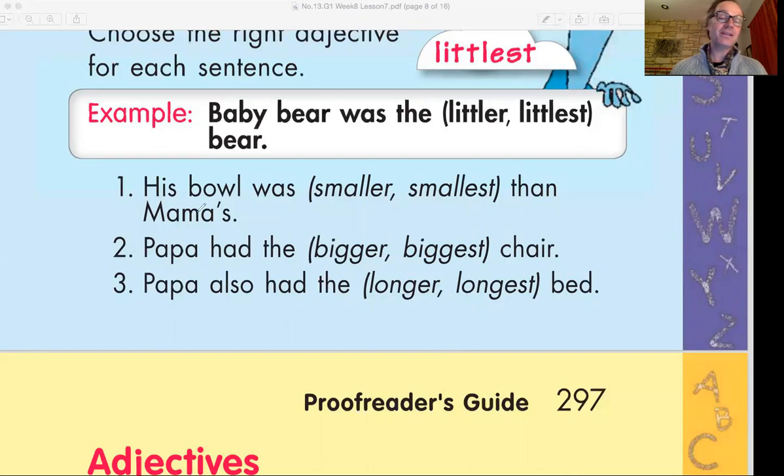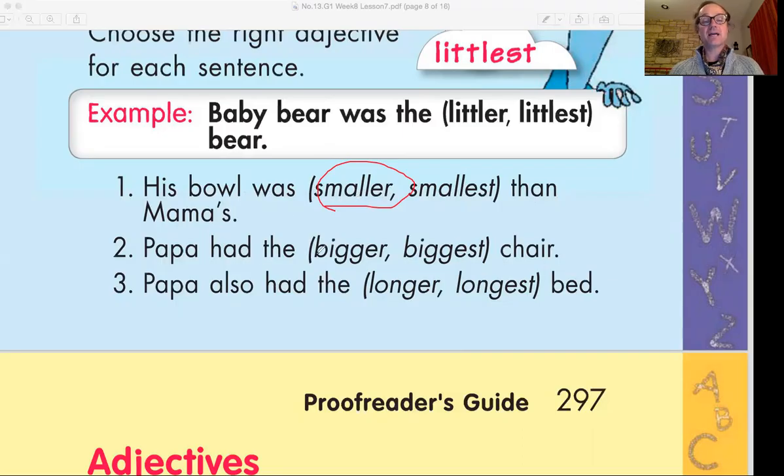Okay, so you're done. Let's read number 1. His bowl was smaller than Mama's. Well, his bowl was smaller than Mama's because it's comparing 2, his and Mama's. Those 2 bowls, his is smaller.